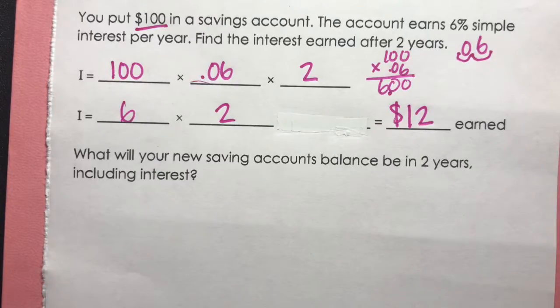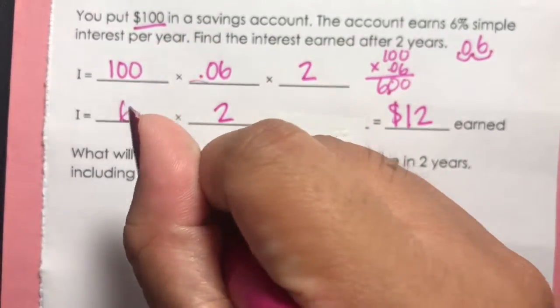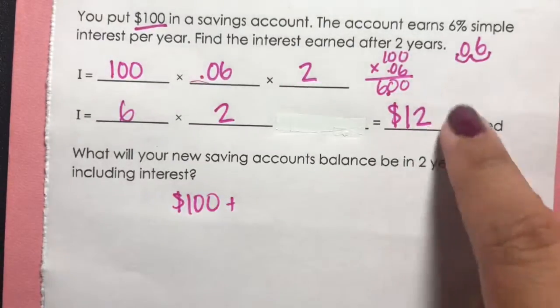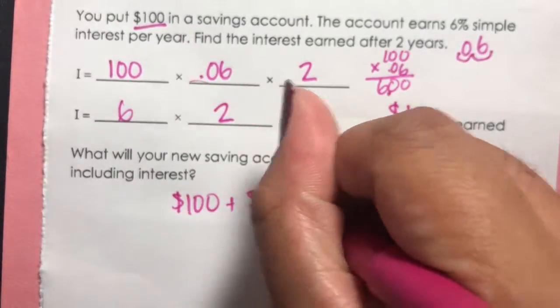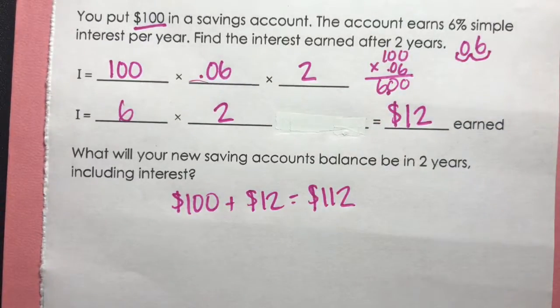You have it there to make sure that you're saving money for when you need to save up for a house, or a car, or just if there's something, you never know, life kind of just throws you curveballs sometimes, and you might need that money for an emergency fund. So you don't touch a savings account. Okay, so what will your new savings account balance be in 2 years, including your interest? All you have to do is take the principal amount, which is $100, plus our interest earned, which was $12. Mental math, that is $112. So that's the amount that you'll have after 2 years.